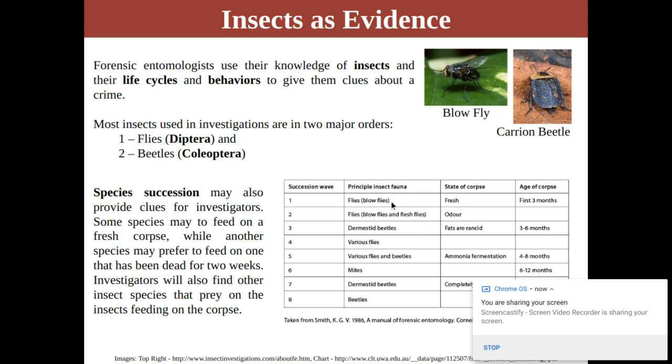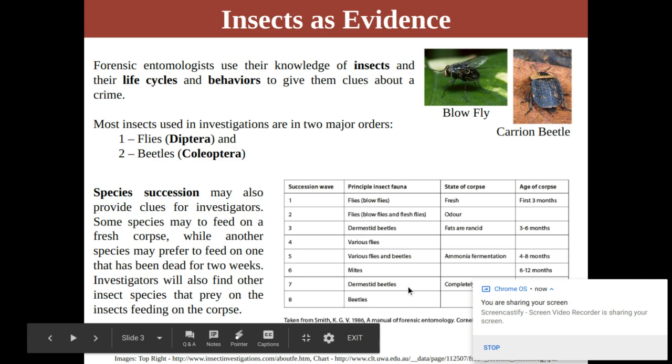Generally, flies are one of the first things to show up. So if the body is fresh or recently deceased, there should be some flies around the body. Insects such as beetles will show up much later. If you see mites around the dead body, it has been there for at least 6 months.